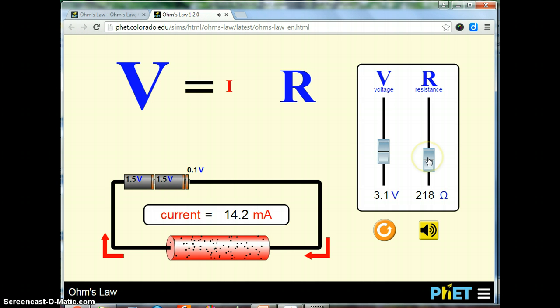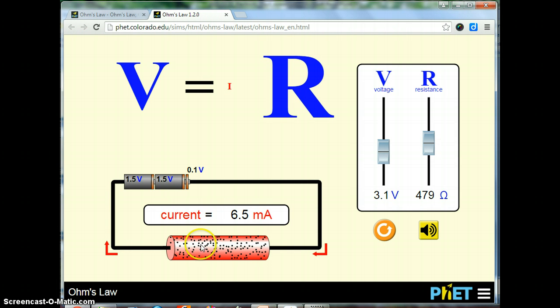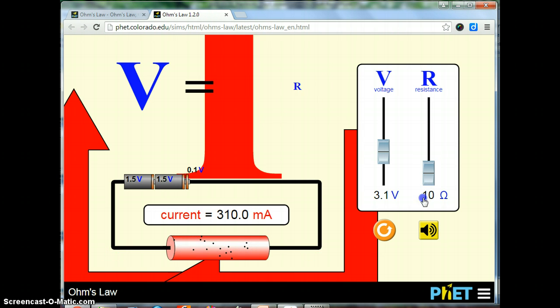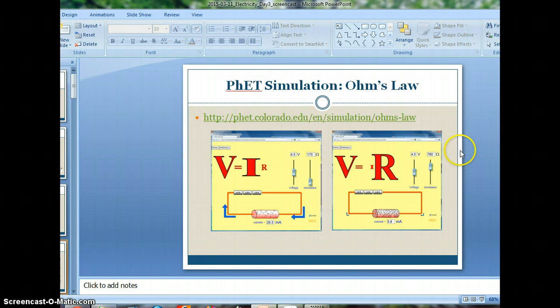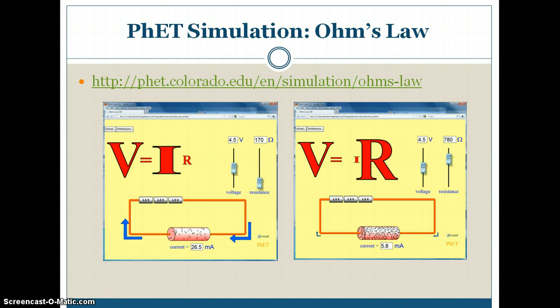Then if you adjust the resistance, you can see that when you keep the voltage constant and you have a higher amount of resistance, what's happening is these atoms inside this metal wire here, there's going to be more atoms, so there's more things for the electrons to bump into, which increases the resistance. And at the same time, that makes it harder for the current to flow in there, so the current is going down. Increased resistance, lower current when you keep the voltage constant. Alright. You can go ahead and play around with that too to better understand Ohm's law.